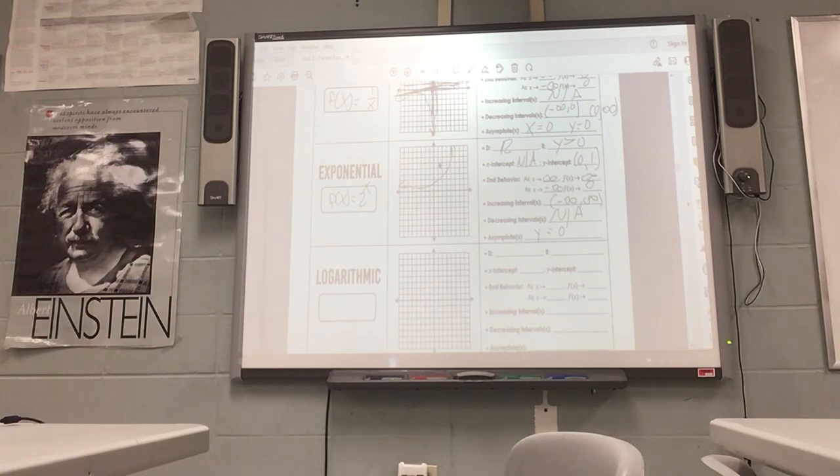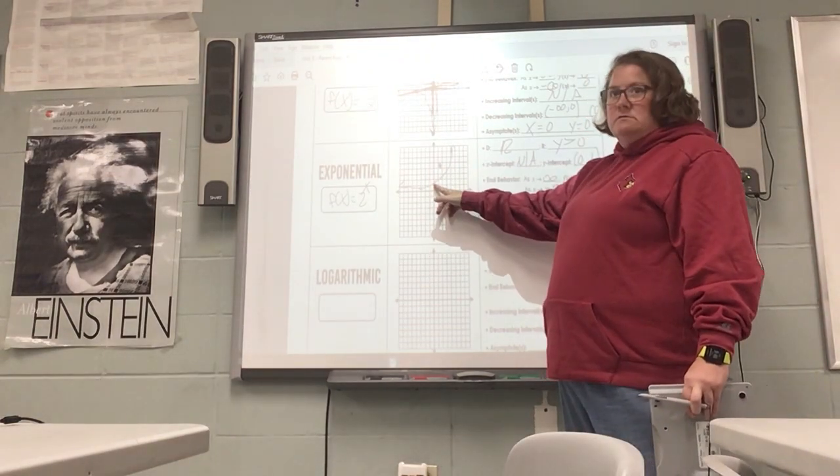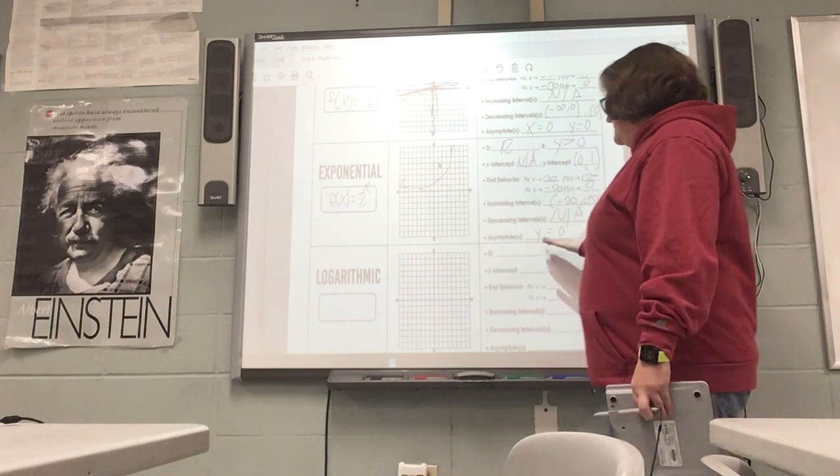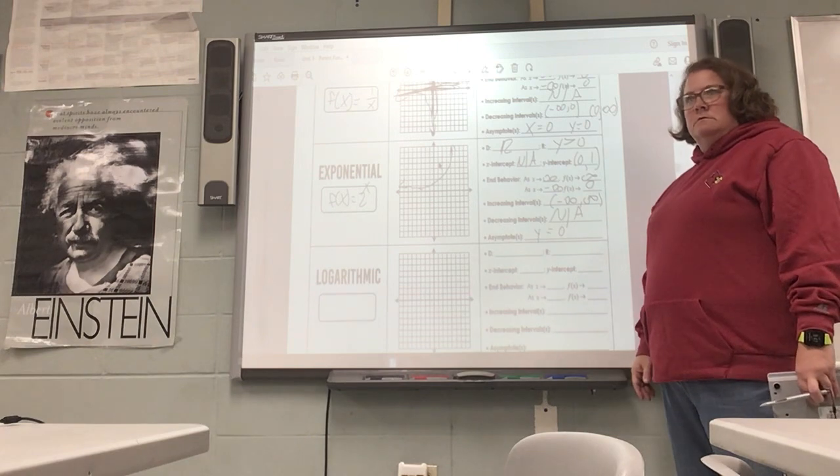Why isn't there x equals 0? Because it goes past 0. X equals 0 would mean we're talking about the asymptote, so it could not touch x equals 0. But it clearly touches x equals 0. So that's not an asymptote, so we didn't put it.